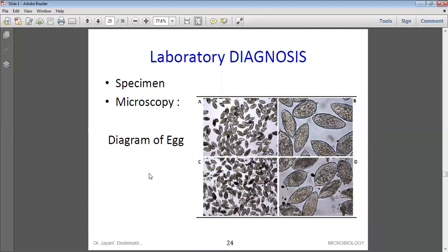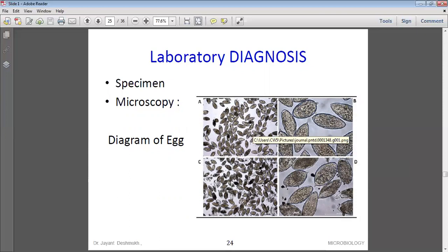Laboratory diagnosis, not in detail: the confirmation is demonstration of the egg in the urine. Very few parasite eggs are present in the urine. Eggs present in the urine are a sure diagnosis of Schistosoma haematobium. The characteristic feature is the terminal spine, and the size is 150 by 60 micrometers in length. Spherical to elliptical shape, with a terminal spine. That is the characteristic feature of the egg demonstrated in the urine with RBCs, hematuria.